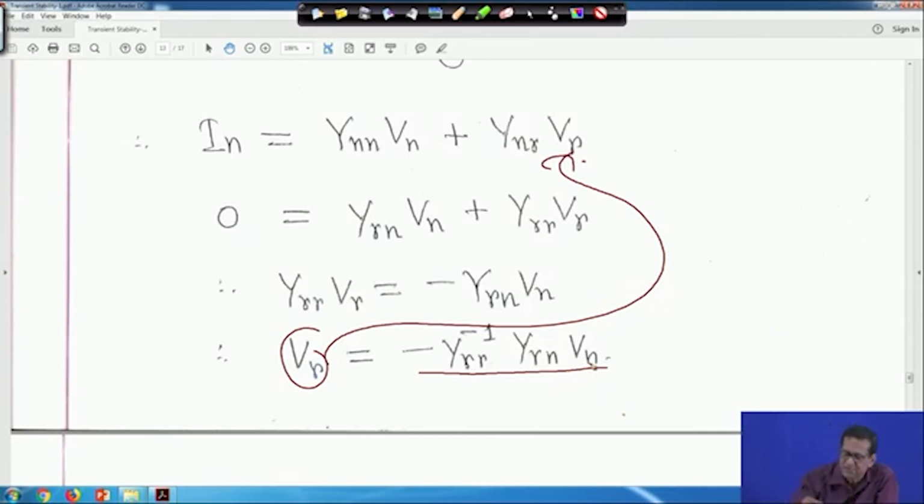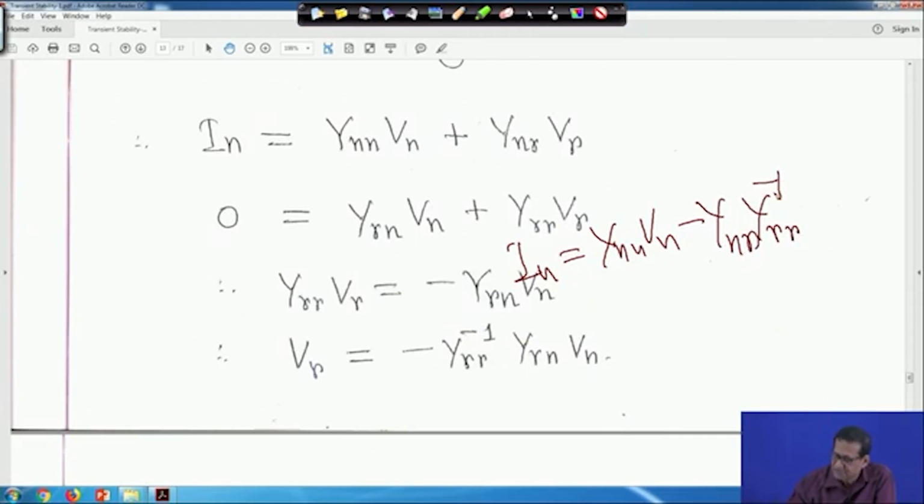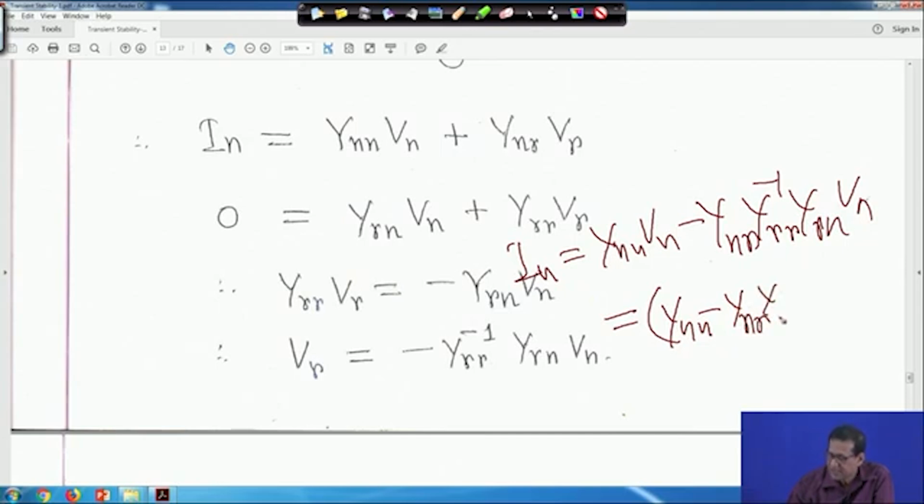If you substitute here, then what you will get, I am just overwriting, is I n equals Y n n V n. Now you substitute here, so because of the minus it will be minus Y n r, then Y r r inverse, then Y r n, this V n. If you take V n common, then it will be Y n n minus Y n r, then Y r r inverse, then Y r n, then V n.